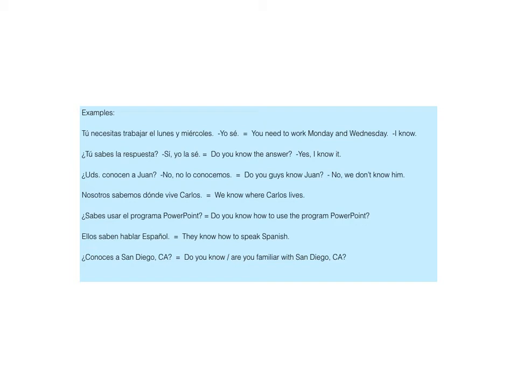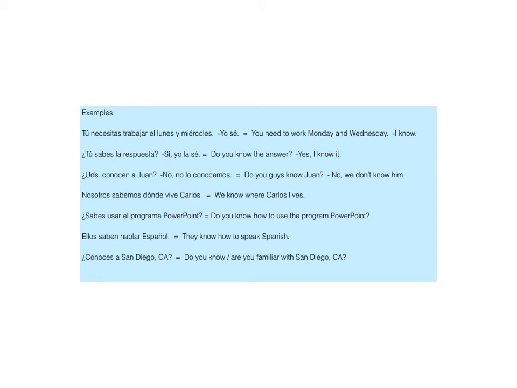The next one. "Nosotros sabemos dónde vive Carlos." We know where Carlos lives. Where someone lives is a fact or a piece of information, so we would use some form of the verb saber. The next one, "¿Sabes usar el programa PowerPoint?" Do you know how to use the program PowerPoint? Again, referring to knowing how to do something would cause us to use the verb saber.